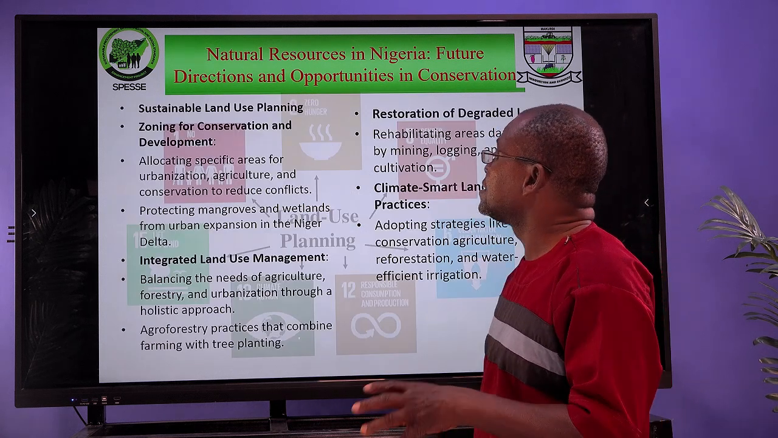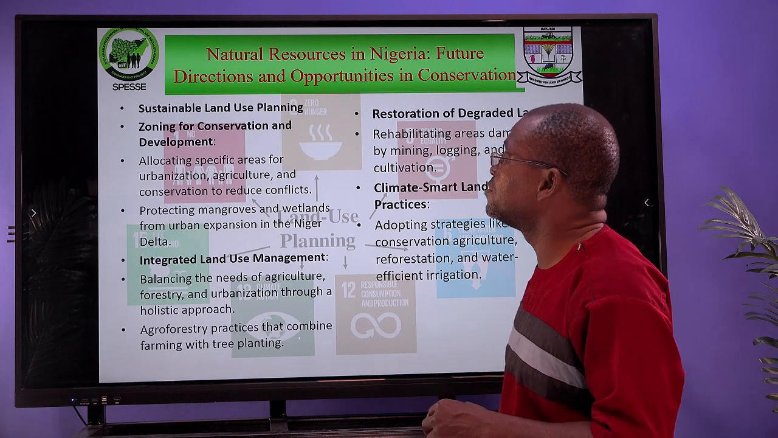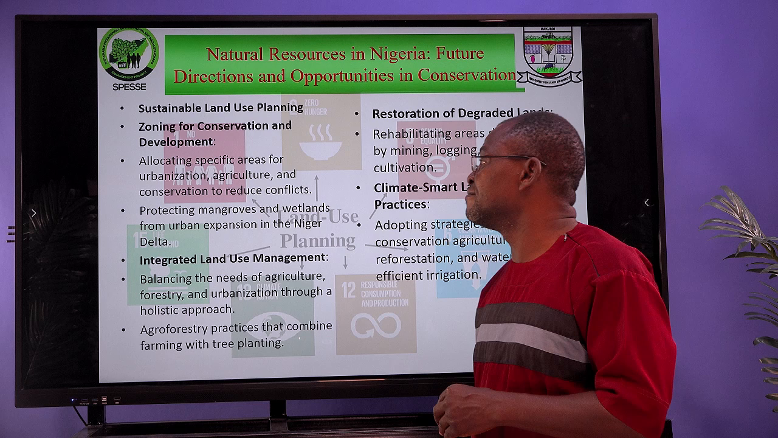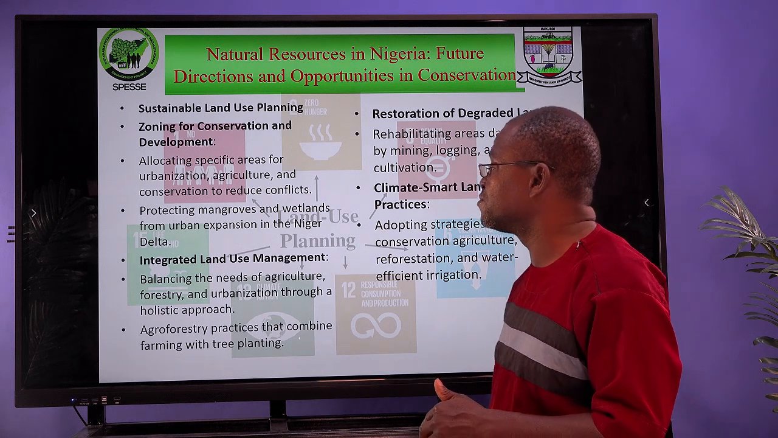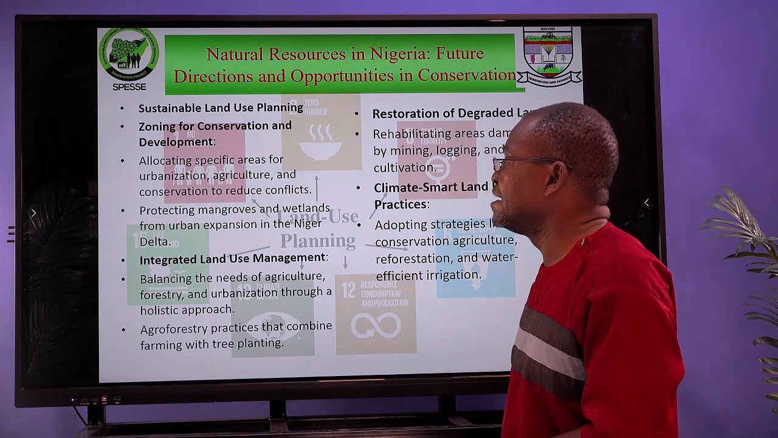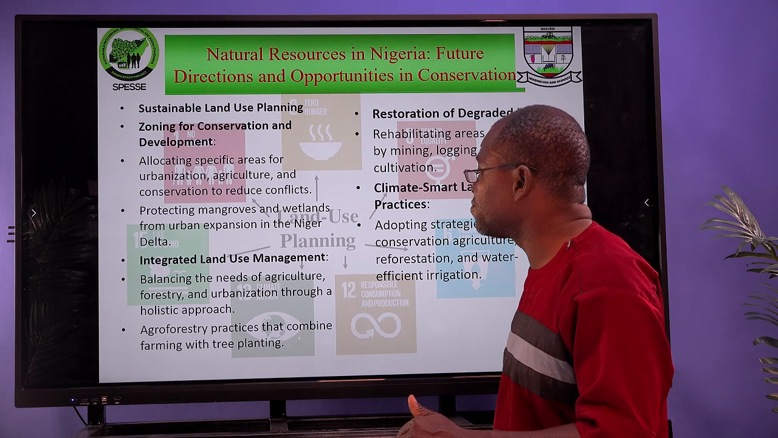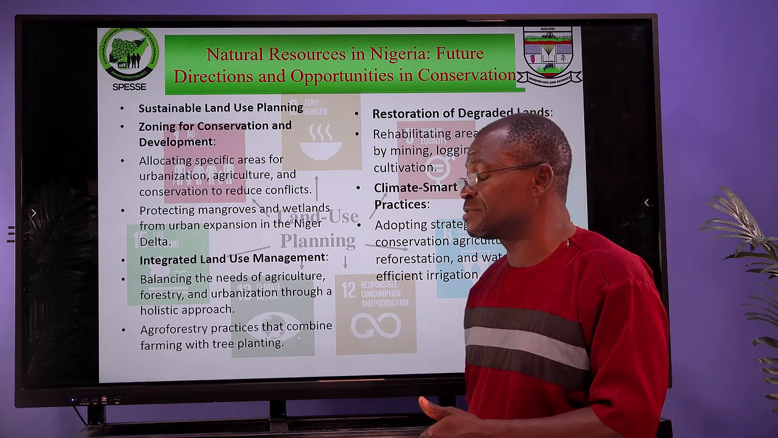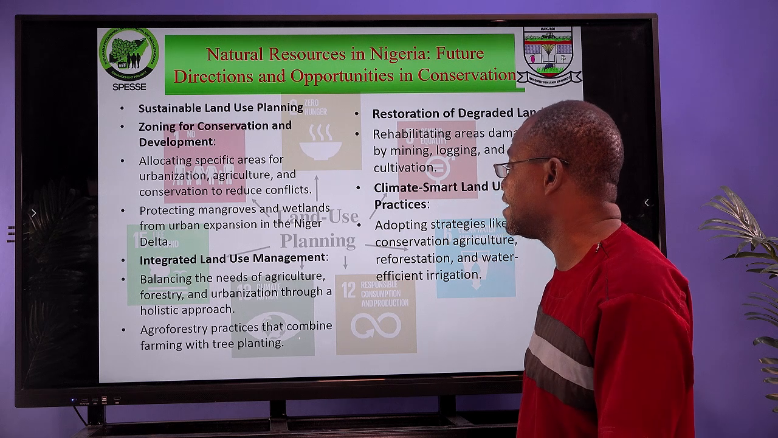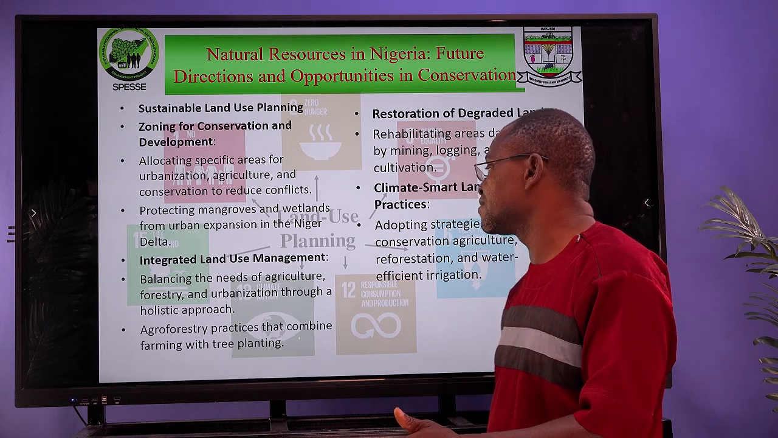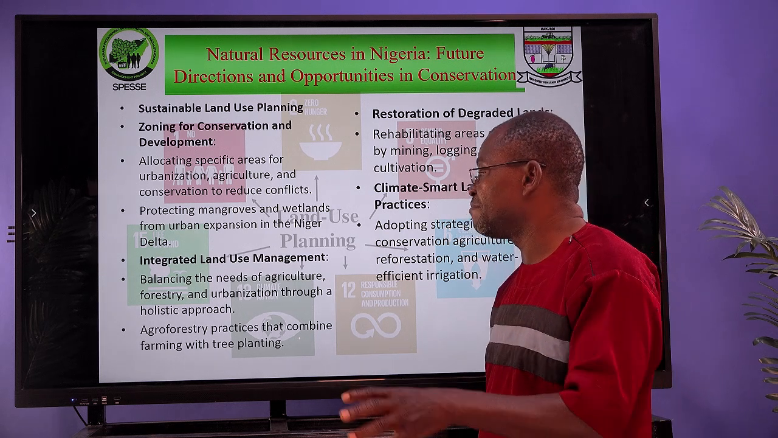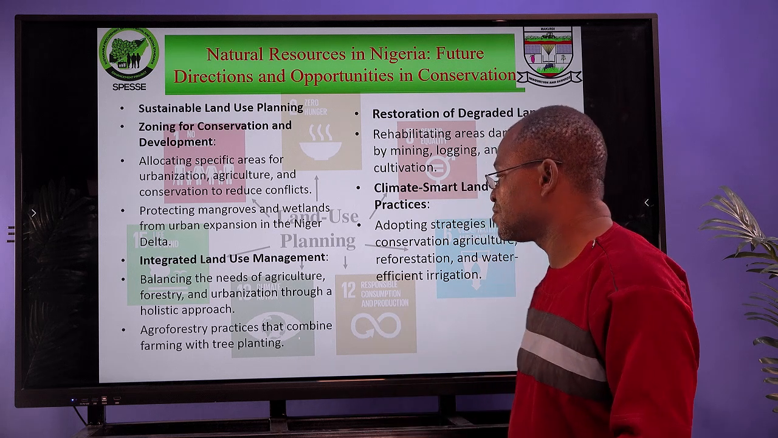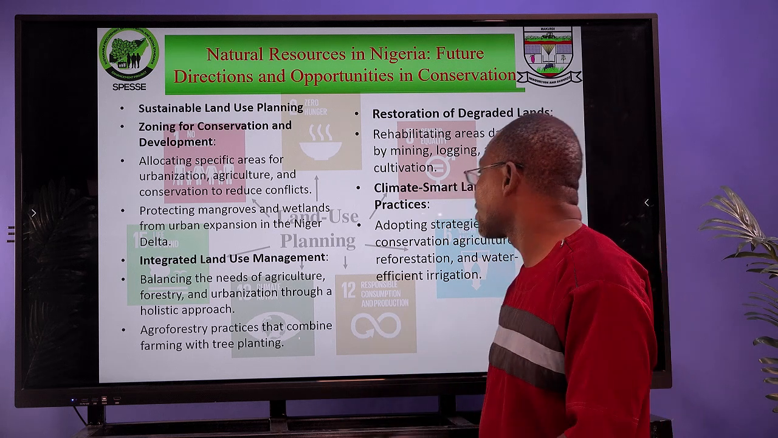Lastly, there is need for sustainable land use planning, and this involves zoning for conservation and development. It is very important for us to have protected zones, especially areas like the mangrove forests that need to be protected from urban expansion, especially in the Niger Delta area. There is also need for integrated land use management so that we can balance agricultural needs, forestry, and urbanization, so that we have a holistic approach.